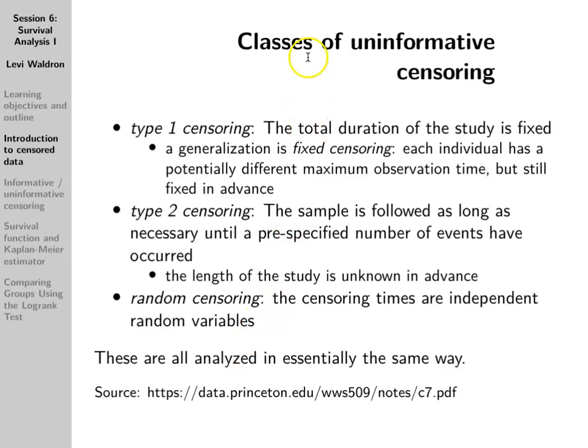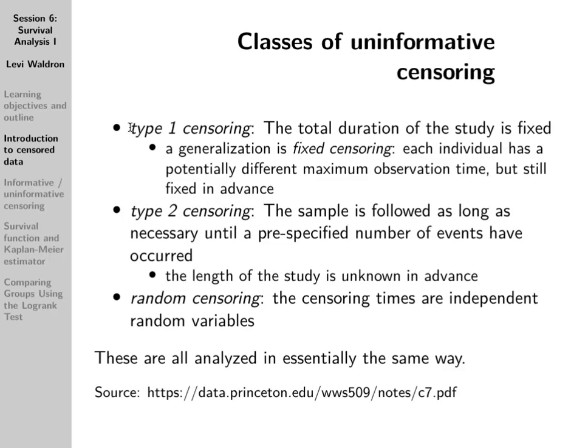Another way that you may see censoring, or uninformative censoring, classified is by type 1 and type 2 censoring. And I'm just introducing them to you, this isn't even in your textbook, because you might hear them somewhere.